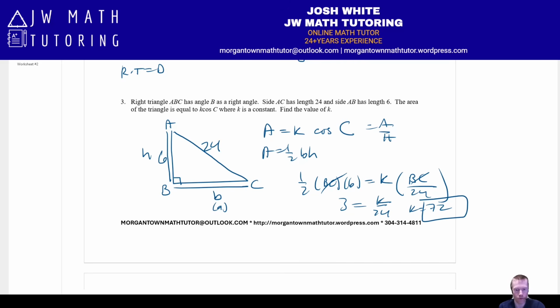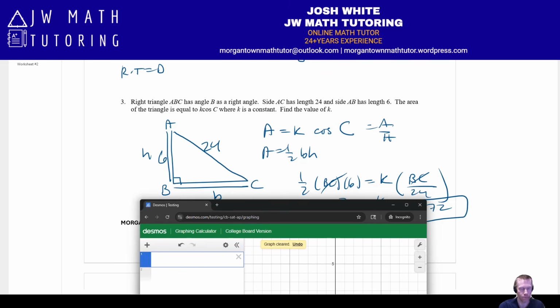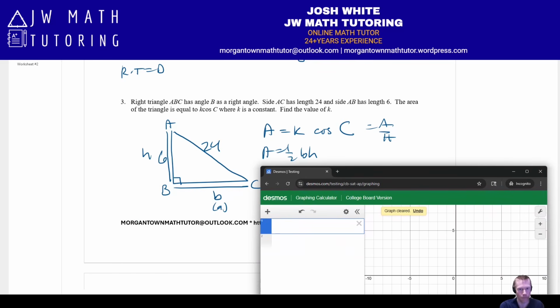Now, an alternate way to do this would be to find the actual values for C in degrees and the actual length of BC, and then plug all those in and solve for K. So I will show you just how you would do that. Just if you want to go through the extra steps and you didn't recognize that BC is going to cancel out on both sides.